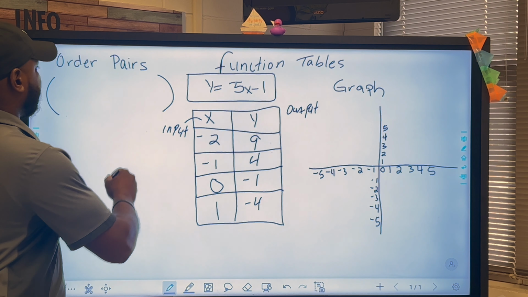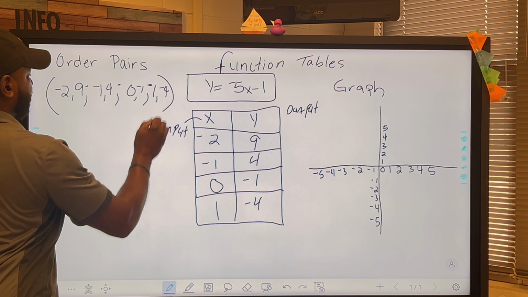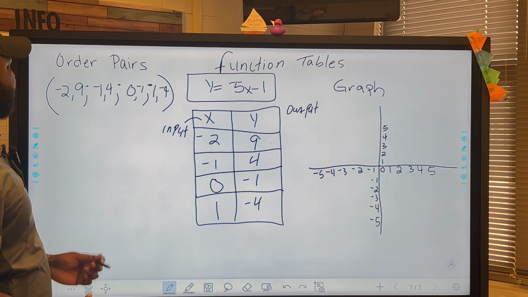ordered pairs. So I have a -2 with my 9, which is my y. -1 and 4. 0, -1. And then 1 and -4, I'm sorry. Okay, so now we have our ordered pairs listed, my x with my y.